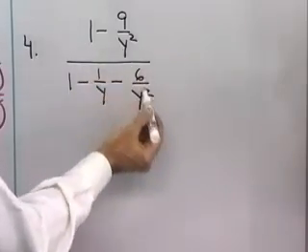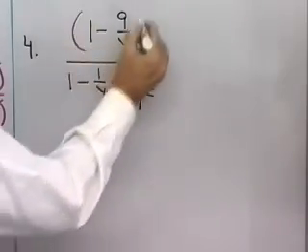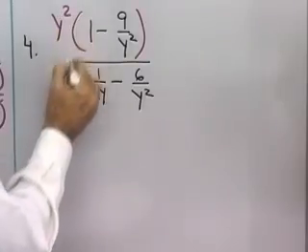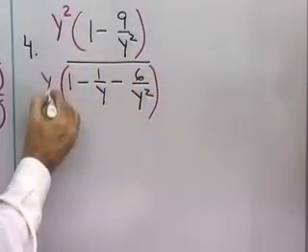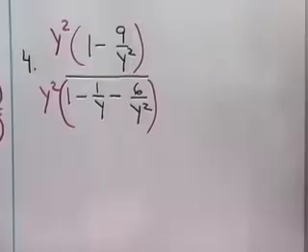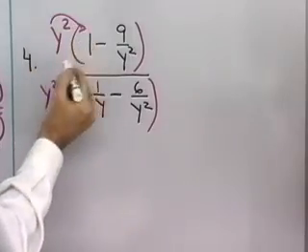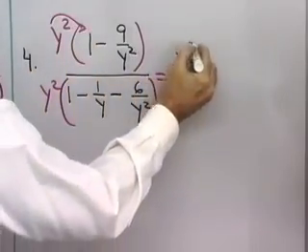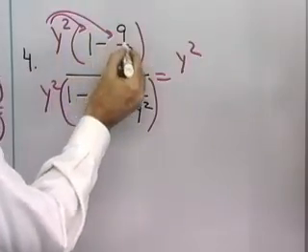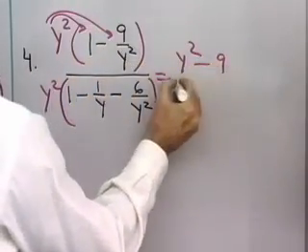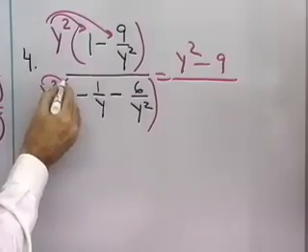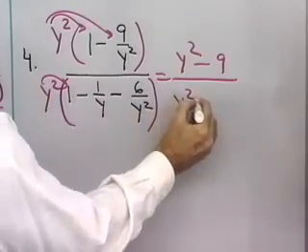The least common denominator for all these denominators is y squared. I'll multiply the numerator by y squared and the denominator by y squared. That won't change the value of this expression, but y squared times 1 is y squared. y squared times 9 over y squared is 9. Now, y squared times 1 over here is y squared.